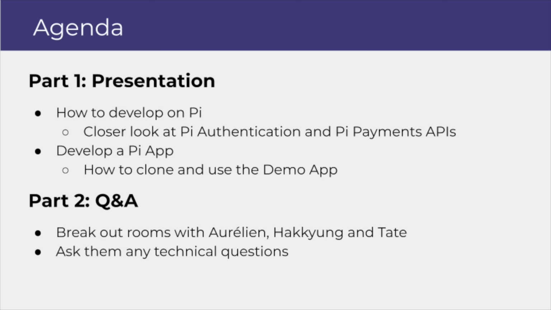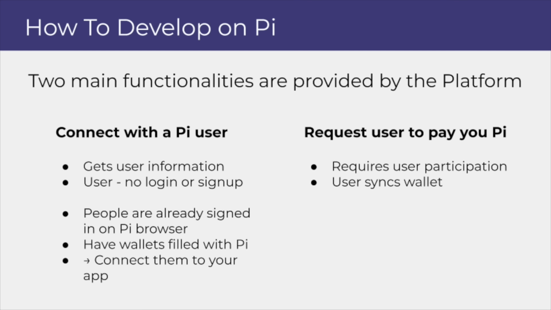Our goal is to present an overview of the SDK and the APIs, which we call the Pi platform. And then we'll also give you an introduction to our demo application, which is essentially a boilerplate that could be used by you. If not, it can also be used to review, for integration purposes, how to set your applications up. So to start, the Pi platform has two functionalities.